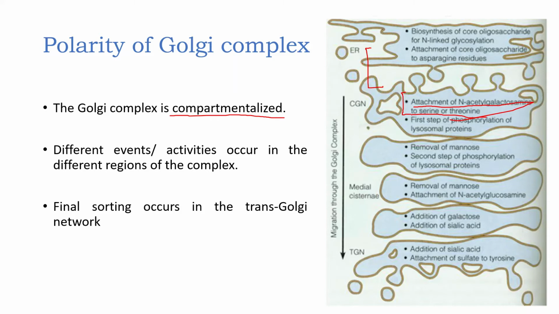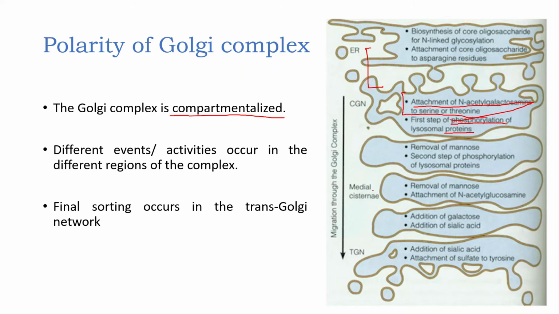Then the tagging of the lysosomal proteins with mannose-6-phosphate tag. Whatever proteins have to be targeted to the lysosome, those proteins have to be tagged with a mannose-6-phosphate tag. That is, a phosphate group is attached to the mannose of those proteins, the lysosomal proteins. So that mannose-6-phosphate tagging occurs in the cis-Golgi network and somewhat in the medial Golgi network.